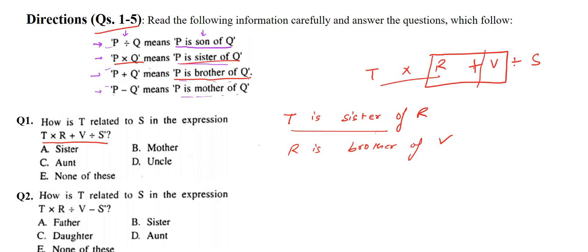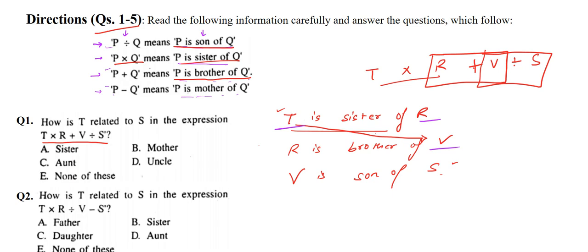Third statement is V divided by S. So V divided by S means V is son of S. Now we need to find the relation between T and S. So T is sister of R and R is brother of V. So this indicates that T is also sister of V, because there is a sibling relationship between T, R and V. They are all brothers and sisters.